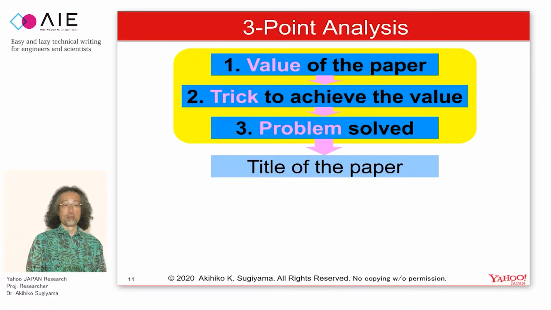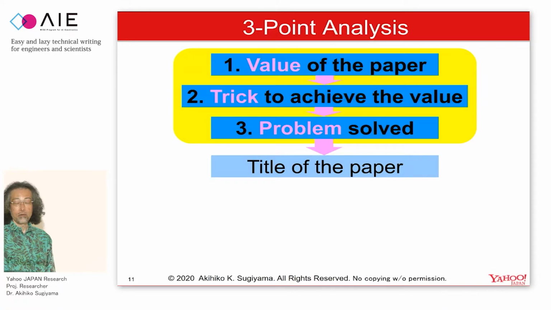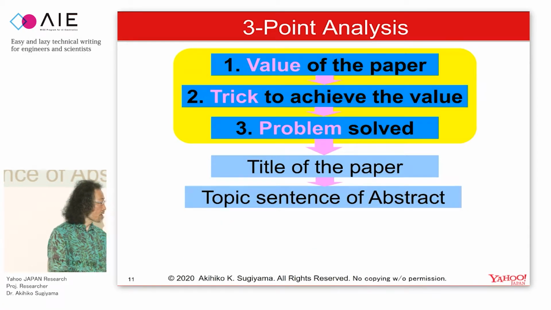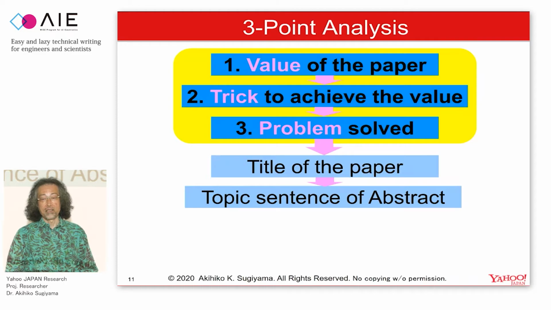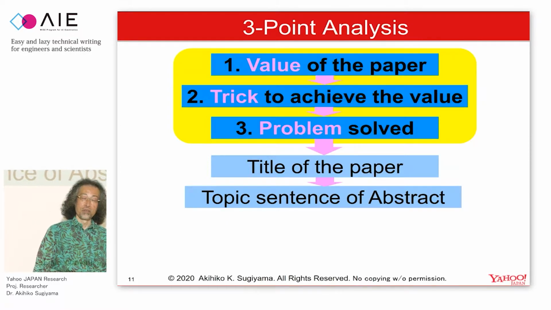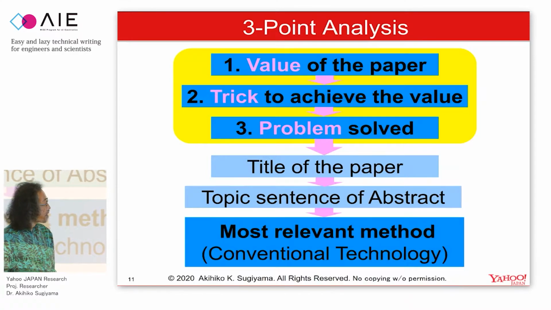And then, once you have performed the three-point analysis, it's very easy to design a good title for the paper. Once you have a good title, it's just a straightforward step to draft the topic sentence of the abstract. Topic sentence is the first sentence in the abstract. You can utilize the title of the paper so that it becomes very straightforward. You don't have to worry about it. You don't have to spend all the time. It's just a snack. And then, again, make sure what is the most relevant method, what is the most relevant conventional research.